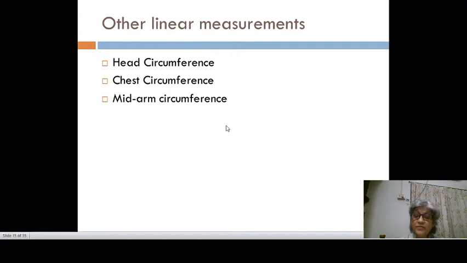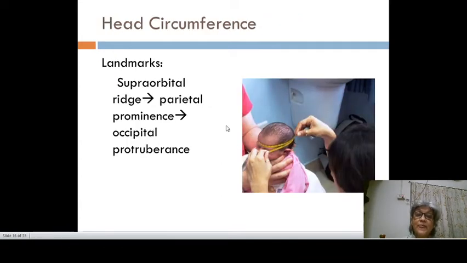For the head circumference, what is the method? The tape we use, number one, should be non-expansile, not the one that changes size and expands on its own. So we prefer a fiberglass tape. And the points to be touched while taking a head circumference are the supraorbital ridge, the parietal prominence, and the occipital protuberance. Another point to remember is do not start measuring from the tip of the tape.